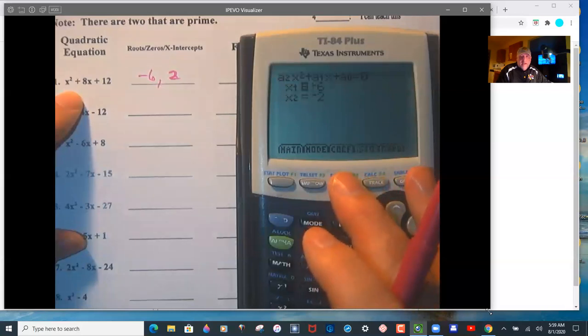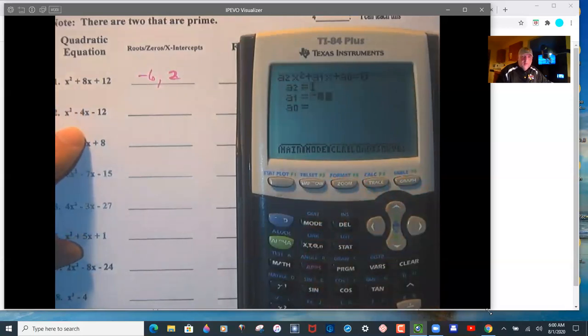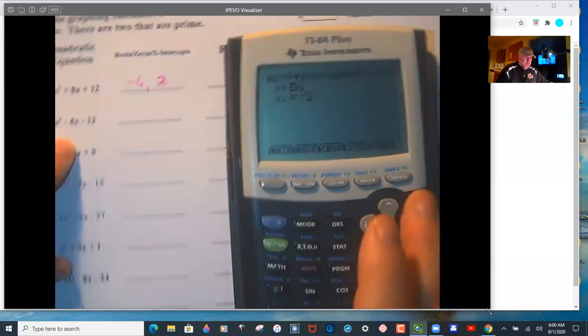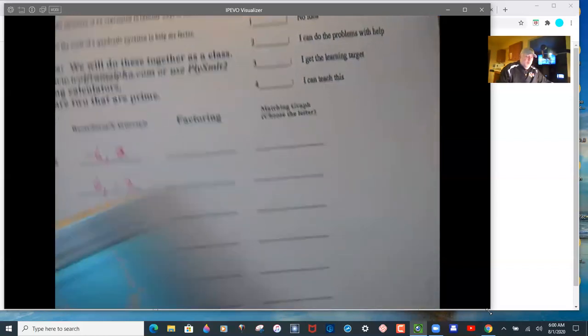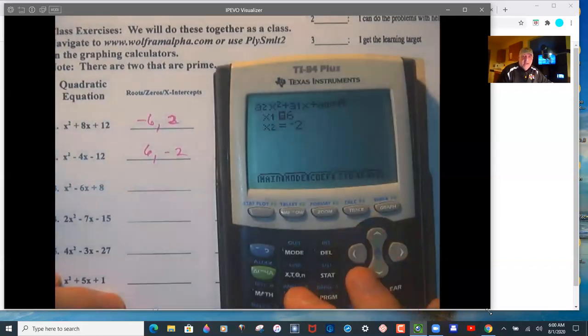And then if you need to go back to the coefficients, you go here and clear. And then you put your next set in. 1, -4, -12. 6, -2. So the idea is, before you do any factoring, you need to find the X-intercepts, either by using this app.